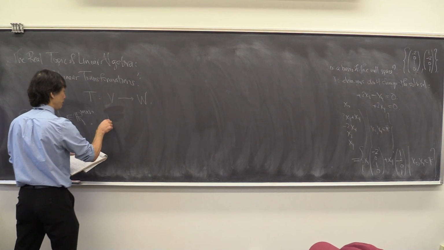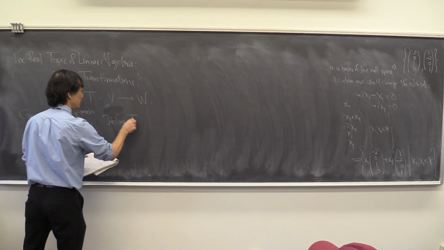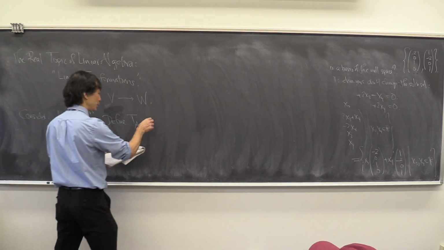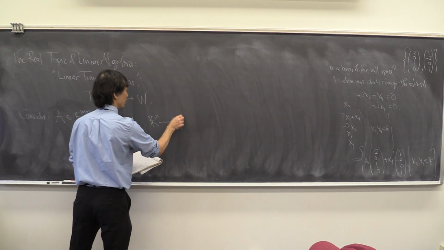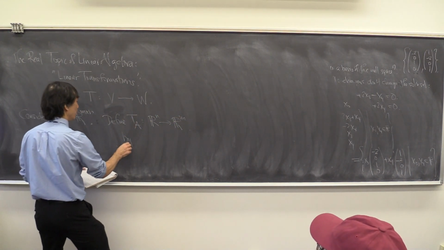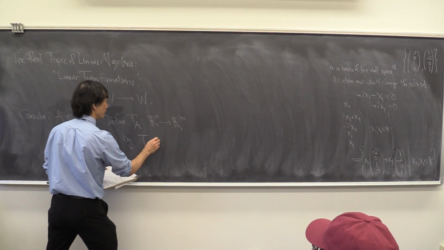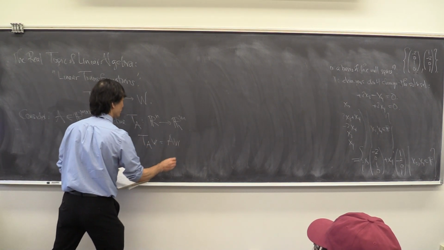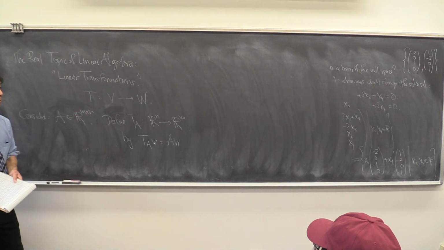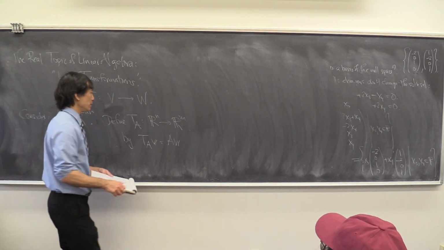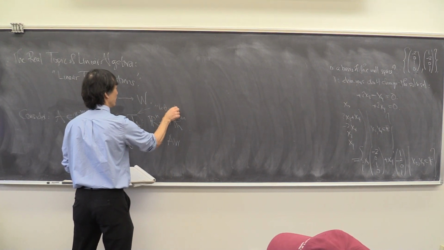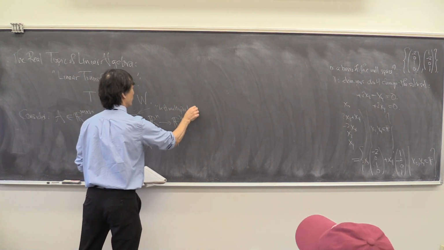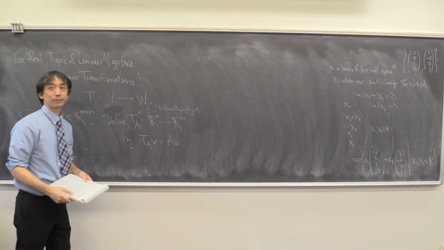And define T sub A, which will be a function going from Rn into Rn. Define it by saying T sub A of a vector is just A times that vector. Right? So T sub A is sort of like the left multiply by A function.